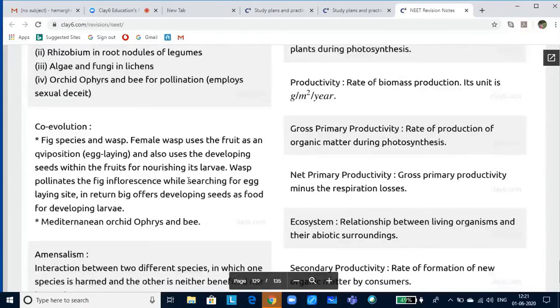Now they employ sexual deceit, wherein the bee thinks the orchid flower looks like a female bee, and the male bee thinks it is a female and tries to copulate. But actually, when it comes and tries to mate with the Ophrys orchid, it sheds all the pollen it has collected from another orchid flower, and this brings about pollination. This is what we call sexual deceit.